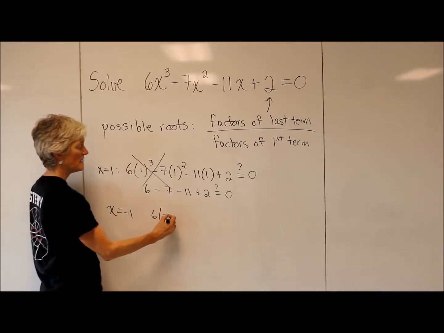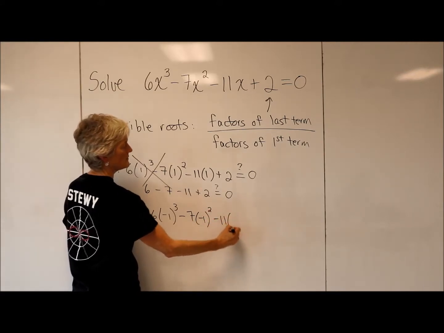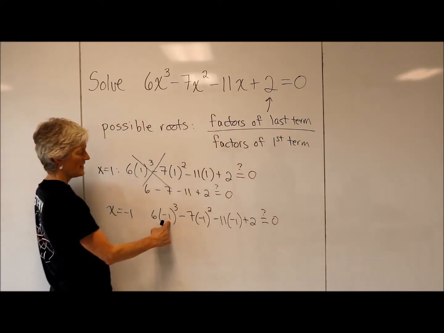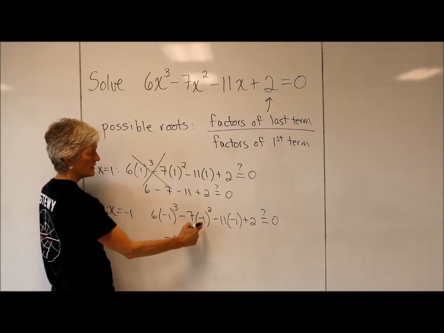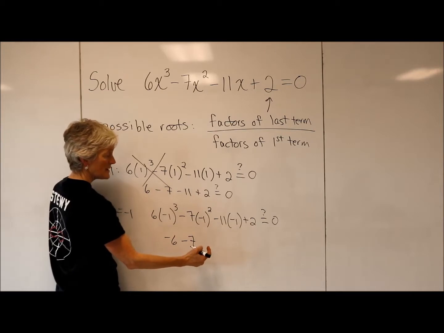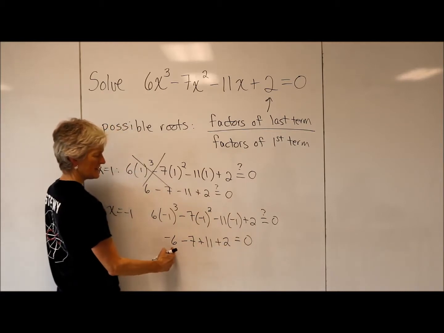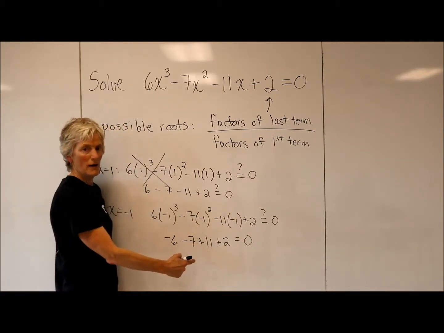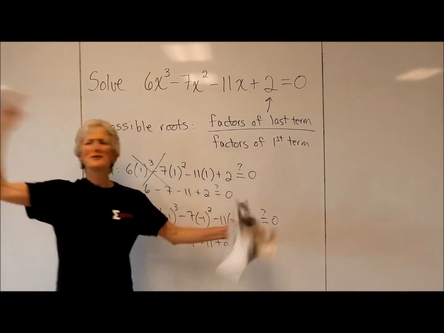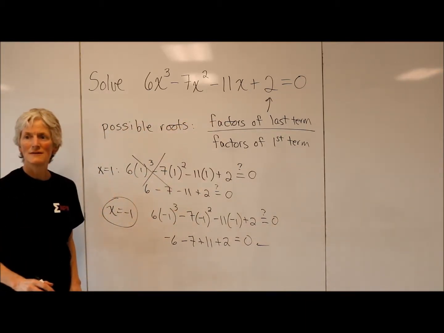Okay, I'm going to plug in -1. 6 times -1 cubed minus 7 times -1 squared minus 11 times -1 plus 2. Is that going to give me 0? Let's see, -1 cubed is -1 times 6 is -6. Negative 1 squared is positive 1 times a negative 7. Negative 11 times a negative 1, plus 2. Is that going to give me a 0? Let's see, negative 13 plus positive 13. Oh my gosh, that's going to work. Oh, I found a root. I don't have to keep going down on my list. I found a root. Whoa.